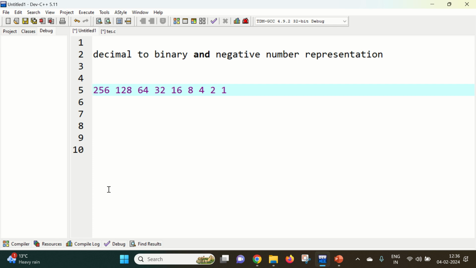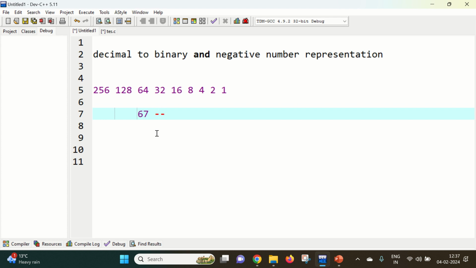Hello friends. Today we are going to see how we can convert a decimal number to a binary number, and how negative numbers are represented in memory, how they are stored in many programming languages. Here you can see that I have already written some numbers. Our objective is that we can take any number. Suppose I am taking the number 67.